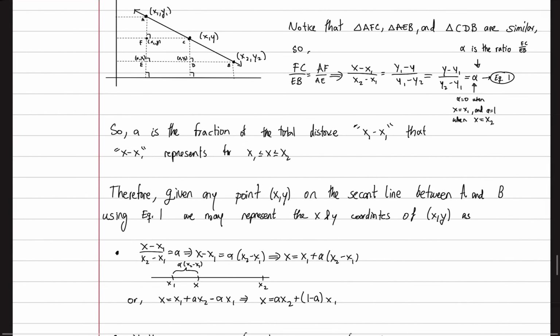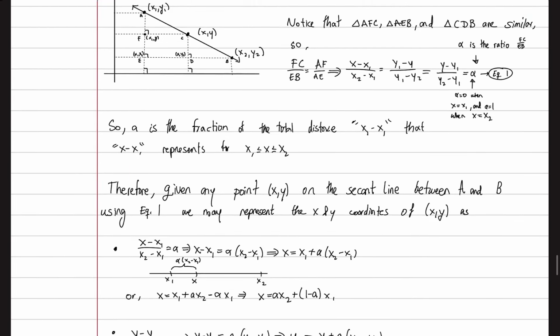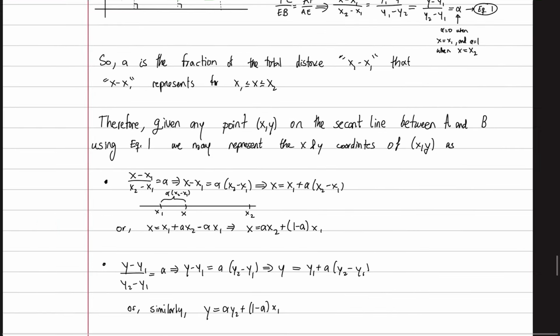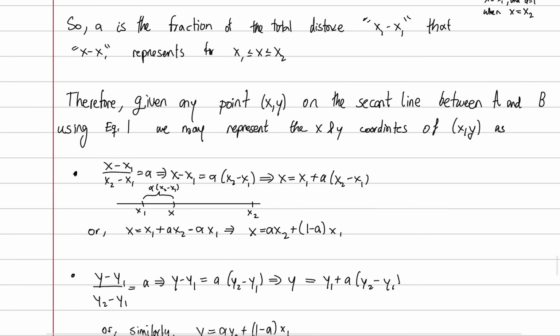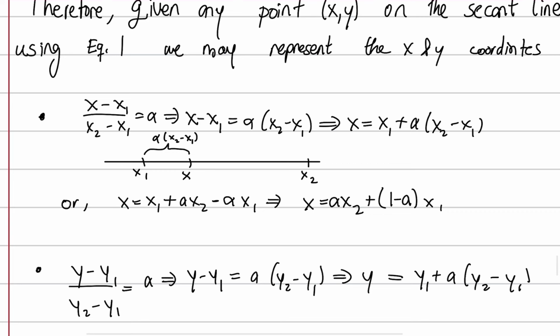So given any point x comma y on the secant line between A comma B, using equation 1, which I derived over here, we may represent the x and y coordinates of x comma y as the following. We're going to take equation 1, multiply by alpha, and we get this. x is x1 plus alpha times x2 minus x1. If you don't believe me, x is equal to x1 plus the ratio alpha times x2 minus x1. That's what x is.